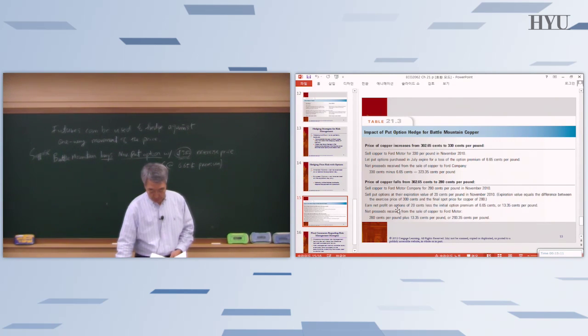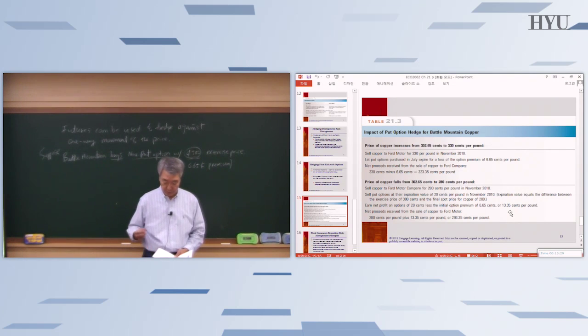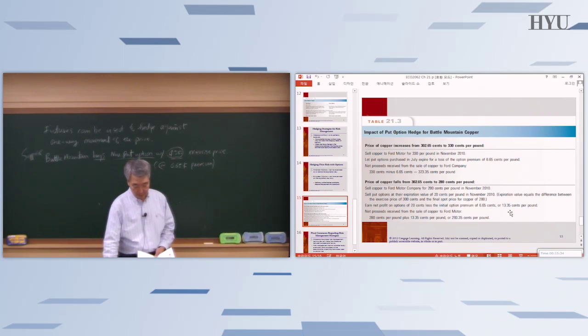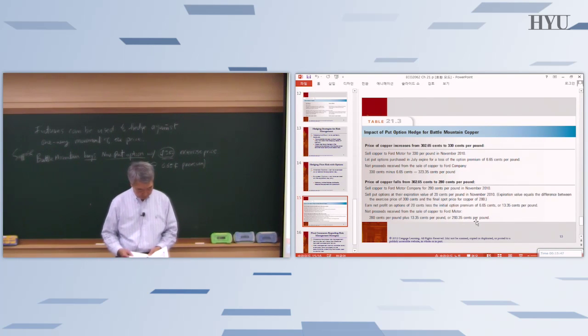So the net profit on the option is 20 cents less the initial premium of 6.65. In effect, you are gaining 13.35 cents per pound, because you received the 20 cents but already paid 6.65 cents as premium. So 280 plus 13.35 is 293.35 cents per pound. That's what you're going to receive as a result of this entire transaction.